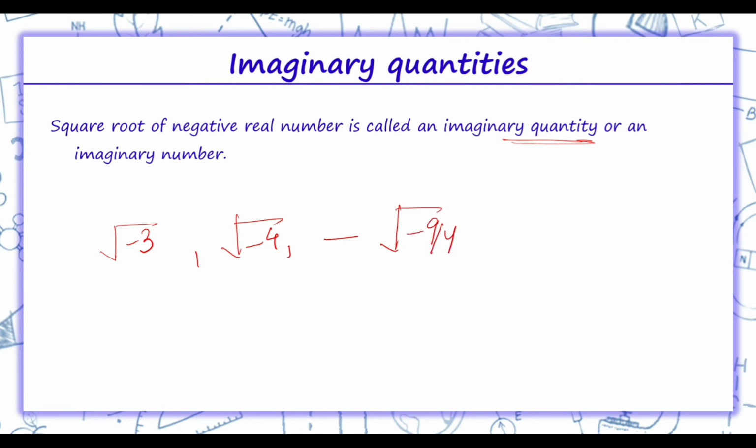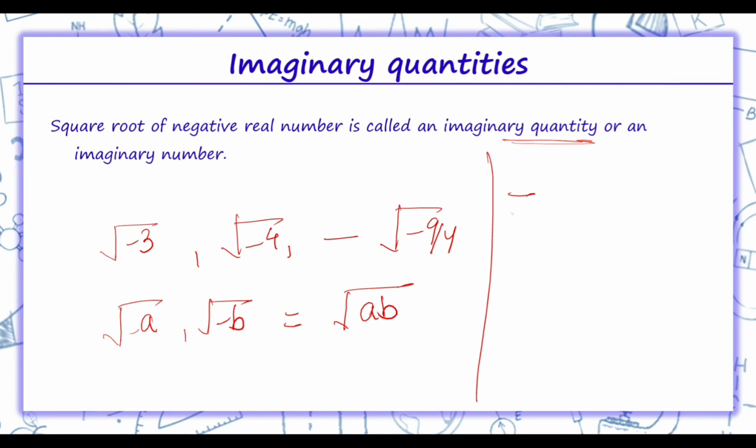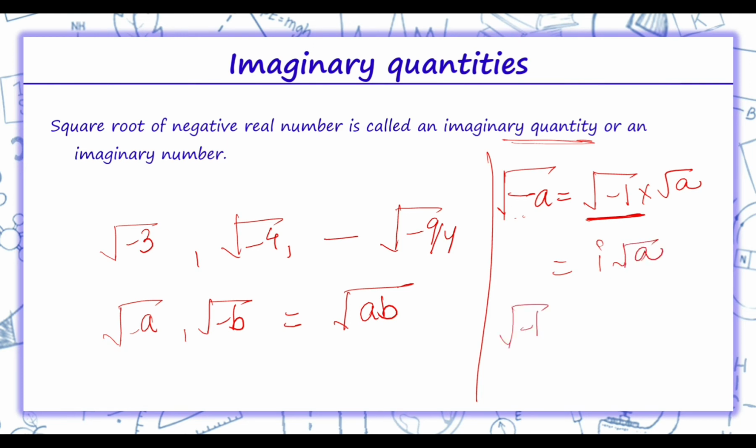Similarly, if a and b are positive real numbers, then square root of minus a into square root of minus b can be written as square root of ab. Now let us suppose I am provided with square root of minus a. As we know, this minus a can be written as minus 1 into a, so square root of minus 1 is i. Therefore square root of minus a is written as i root a. Similarly, square root of minus b is written as i root b.